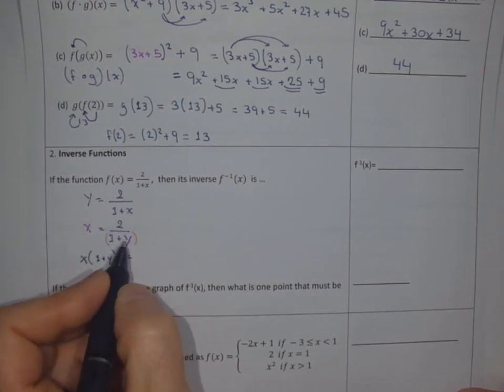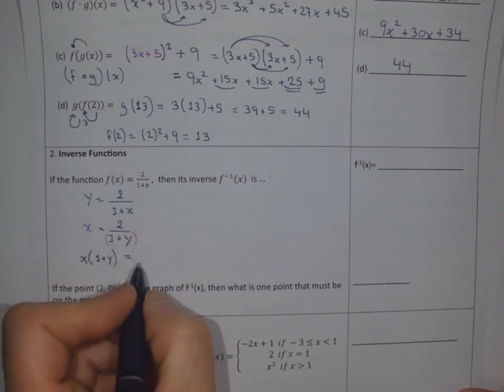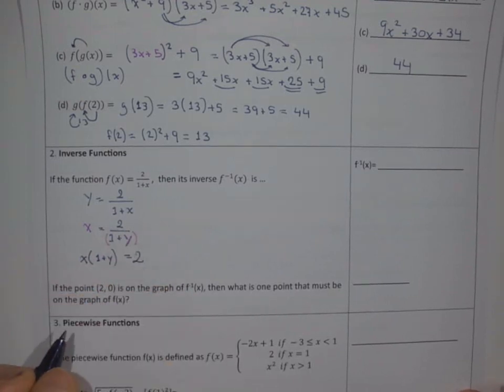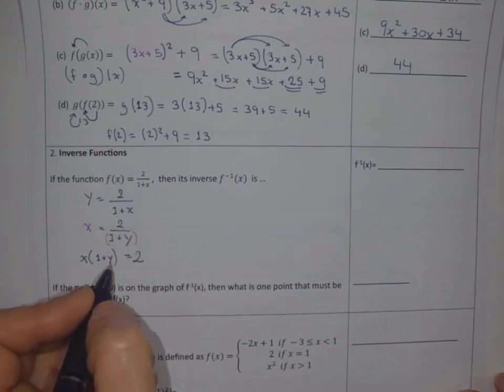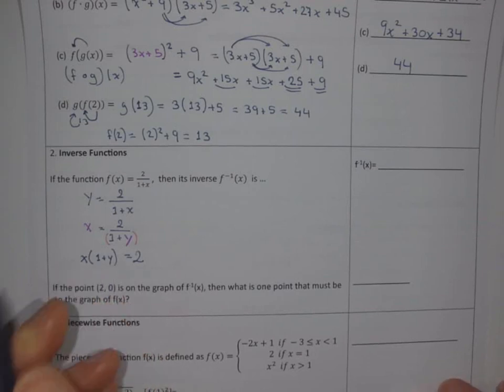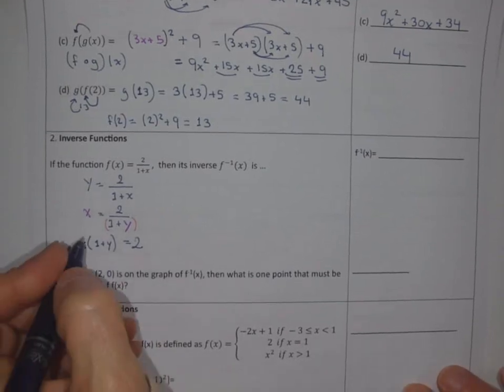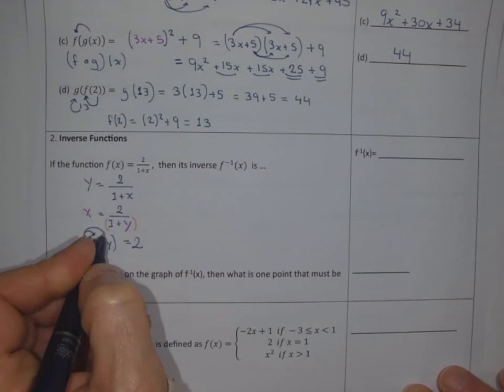And when I multiply that side by y plus y, they will cancel, so I'm just left with a 2. And remember, our goal is to get y by itself, so I have to get rid of that parenthesis so I can get y out. So I have to distribute.